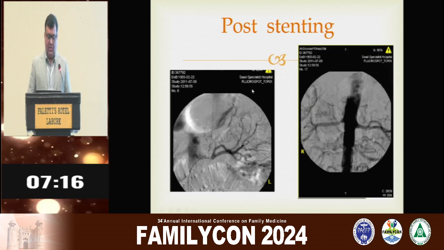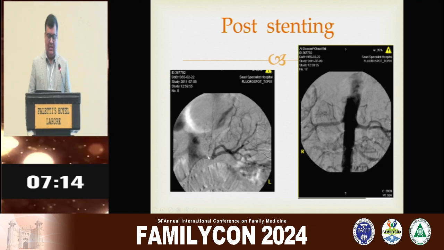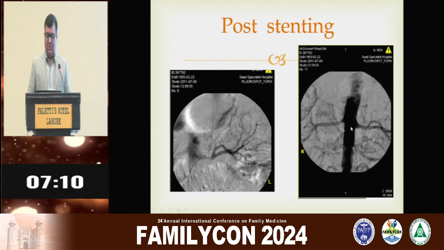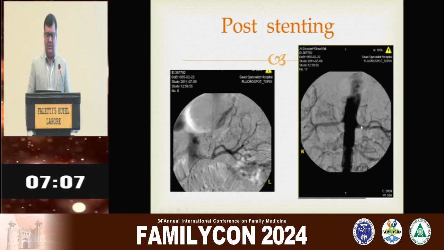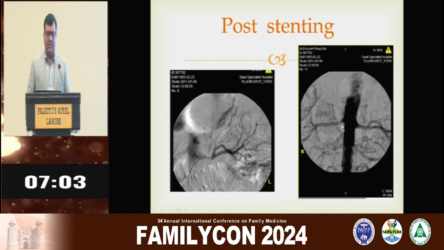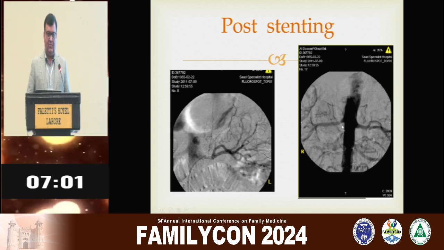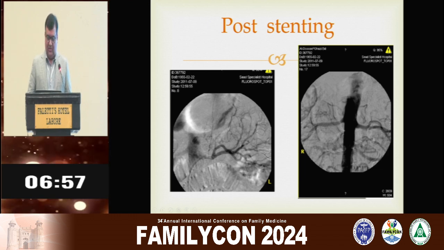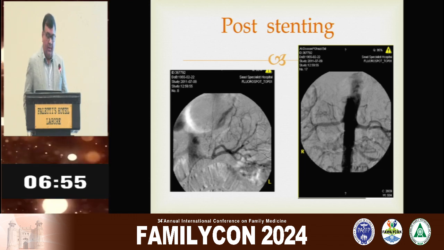That's another important thing. If you look at this, this patient had bilateral renal artery stenosis. We put the stent on both sides, and this is how it appears after stenting. It's better for controlling hypertension where renal artery stenosis is present and you're giving plenty of antihypertensives as the patient is not responding.